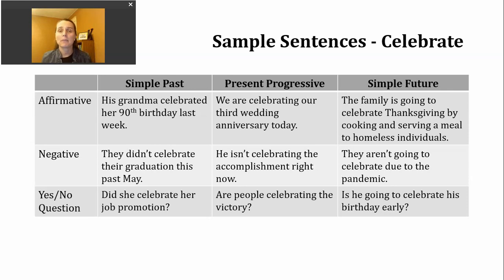Let's start with the simple past tense. We use this verb tense to talk about actions that were completed at a definite time in the past. In the affirmative, we want to use the past tense form of this verb. Many times we think of this as the ed form of a verb. And this is going to be true no matter what our subject is, whether it's singular, one person, or plural, two or more. Let's take a look at an affirmative example in the simple past tense. His grandma celebrated her 90th birthday last week.